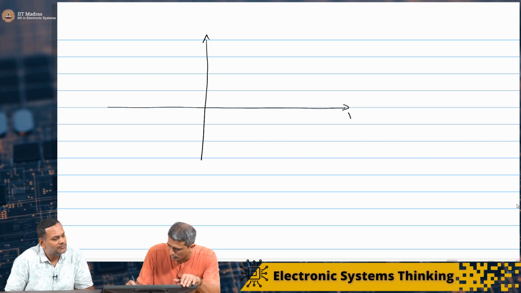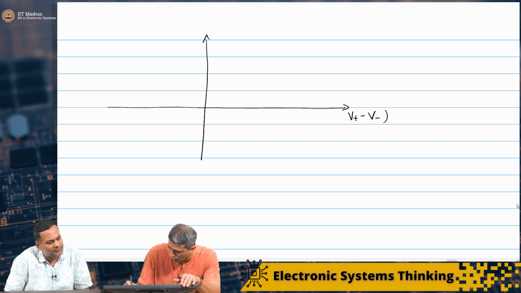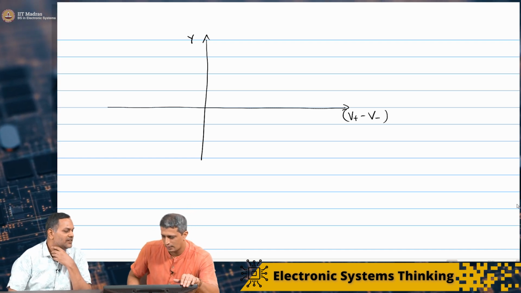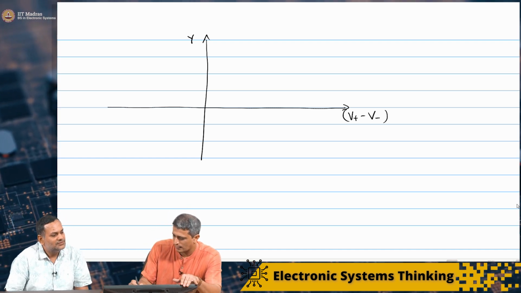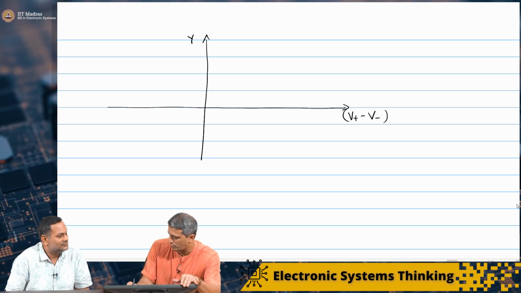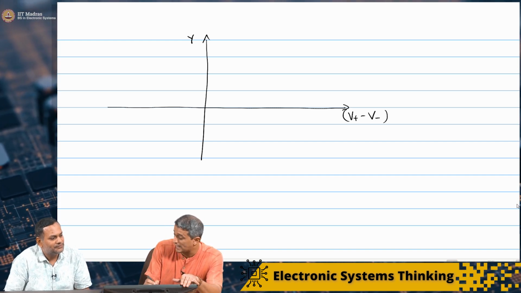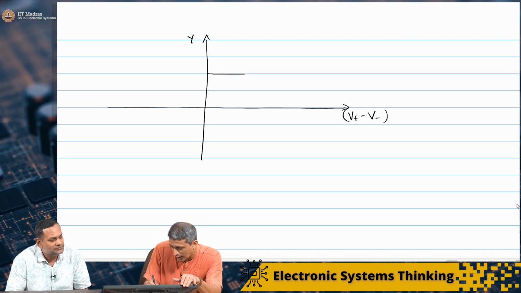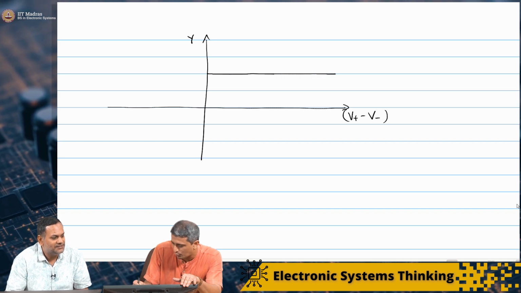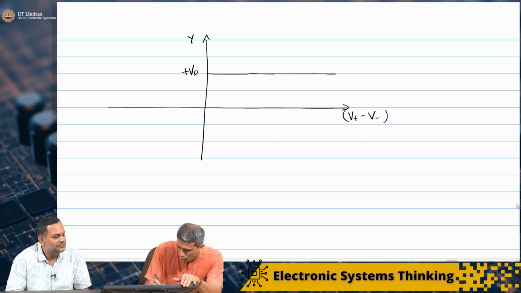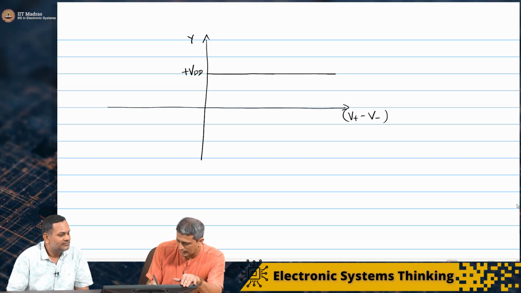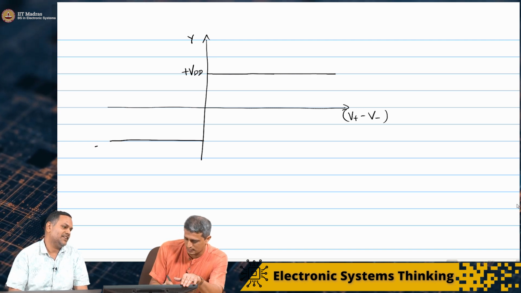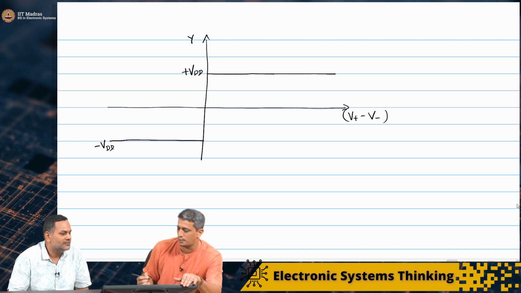So this is V plus minus V minus, and this is the output. If V plus is greater than V minus, assuming A is very large, the output would be something like this: plus VDD. Likewise, if it was the other way around, it would be minus VDD.